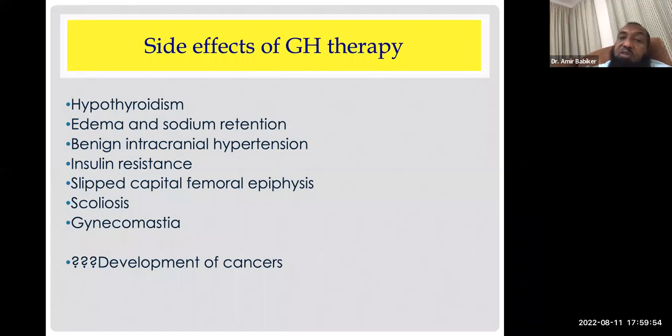Hypothyroidism, that's why we do thyroid function tests. Insulin resistance, that's why we do A1C. Growth hormone is one of the counteracting hormones to insulin. Then we have slipped capital femoral epiphysis and scoliosis. This can happen. Gynecomastia can happen as well. There are things we noticed that are not written here, like it induces migraine in some children, who may already have it. As for development of cancers, there is no evidence growth hormone is carcinogenic.